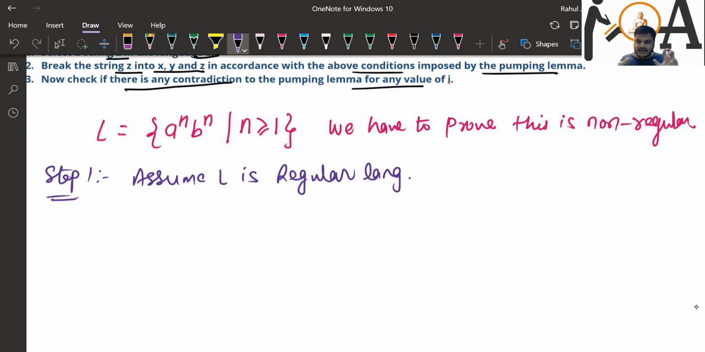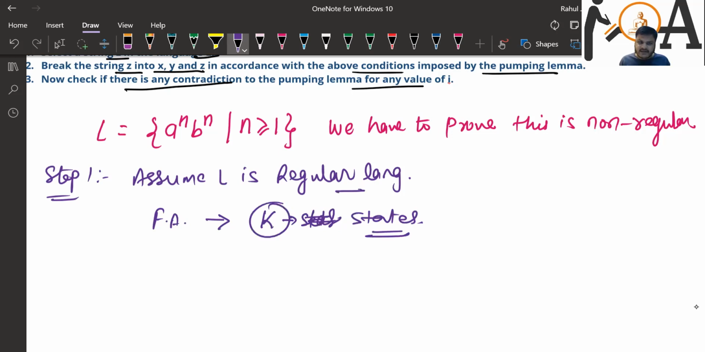Now, if L is a regular language, it means that there is a certain finite set of states on which this language will be accepted, isn't it? Because if it is a regular language, it means a regular expression is possible. If a regular expression is possible, it means that a finite set of states is possible in which this language will be accepted. Then we can say that it is regular. So if it is regular, a finite automata is possible, and that finite automata consists of a finite set of states. Let's say it contains k states, because if it is a regular language, then a finite automata must exist, and let's say it has k states.